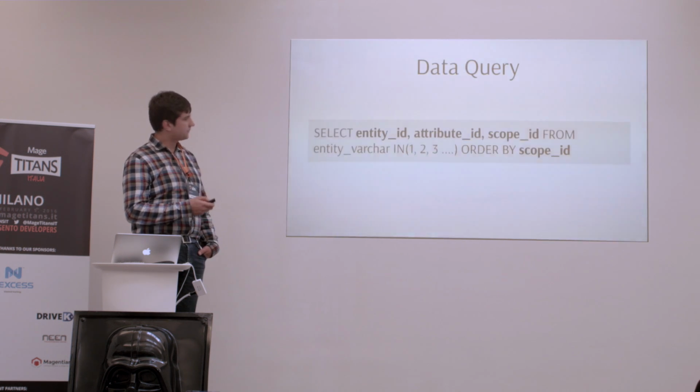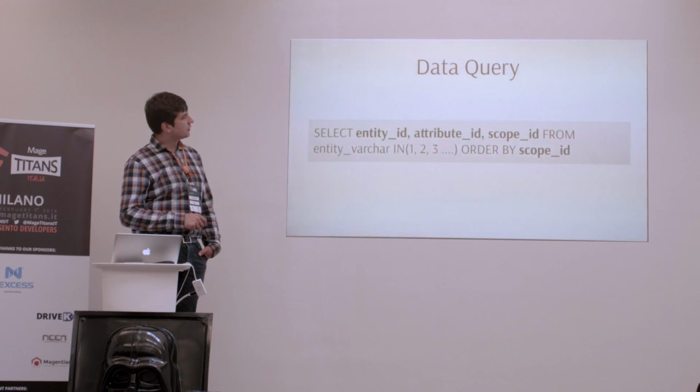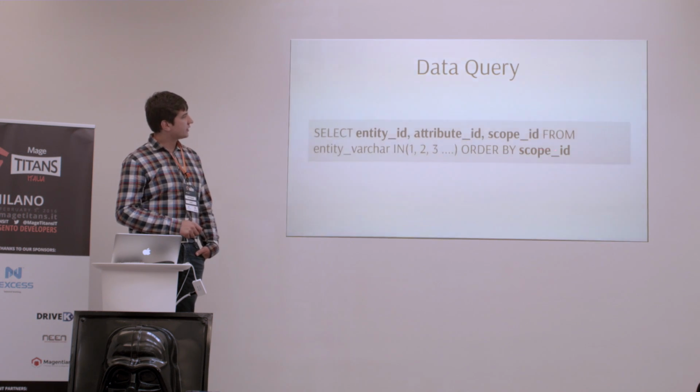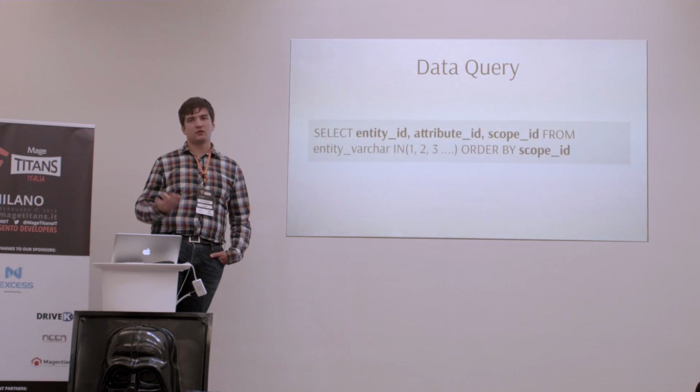Then we have the data query itself. The data query will take data from EAV structure. So as you see, I'm taking data from entity varchar, and here I pass in entity IDs that I retrieved from the previous one. Then I order it by scope ID. In my case, scope ID is kind of analog of store ID.